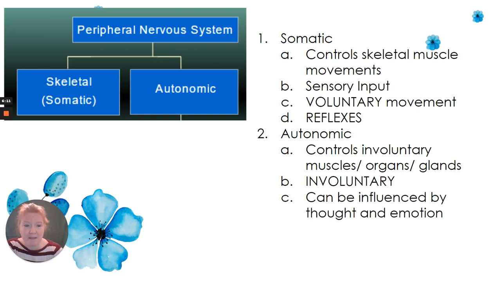And it can be influenced by thought and emotion. So you can get nervous. You can focus on your breathing, okay? But again, it happens involuntarily anyway, but we can influence it, at least some of the things.